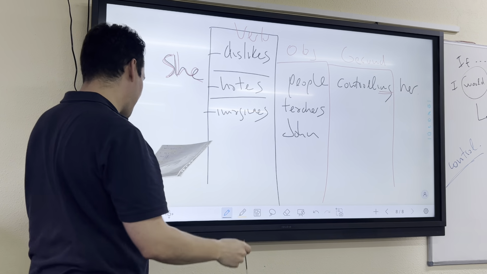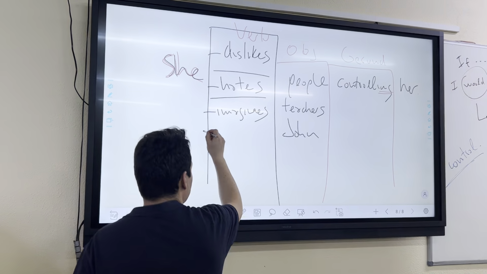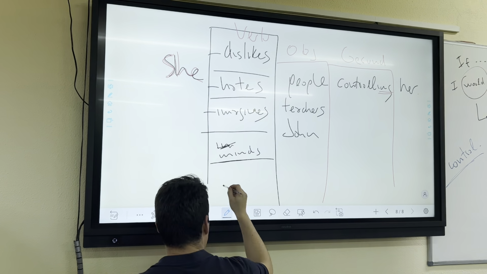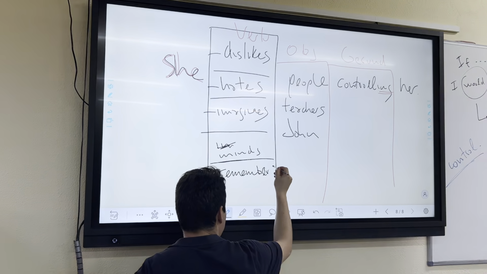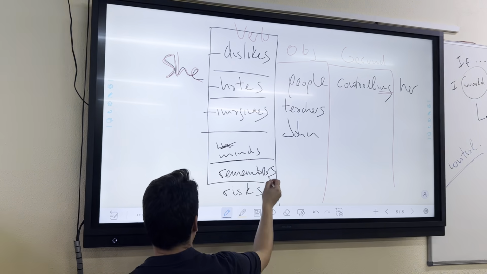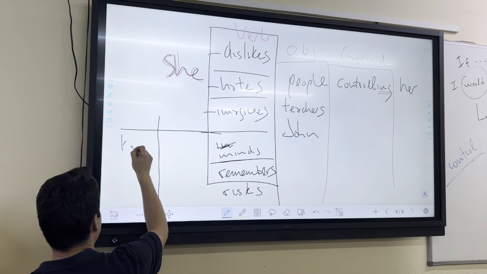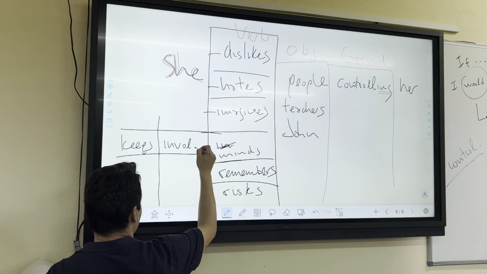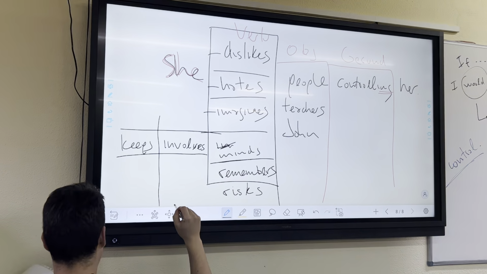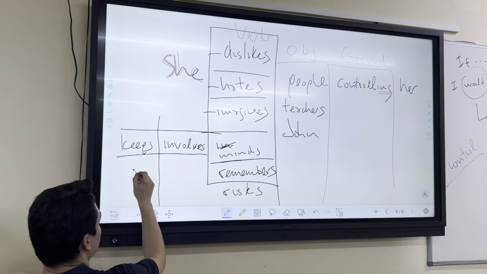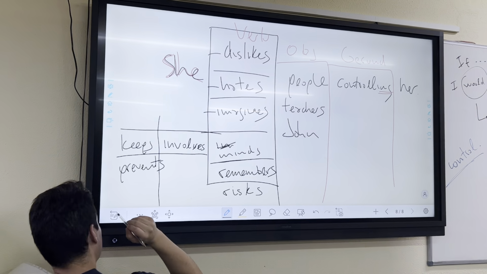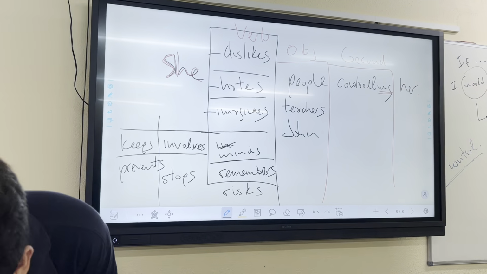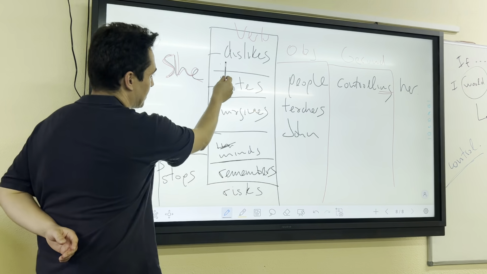But not only dislikes, hates, or imagines, there are many other verbs. You could say minds. More verbs. She minds, she prevents, she remembers, yeah? Remembers, risks, more verbs. She keeps, she dislikes, I already have it, imagines, involves. Maybe these ones don't work very well with this sentence, yeah? Involves, keeps, did I say keeps? Prevents, remembers, risks, stops. So remember all these verbs, complete list on page 224.